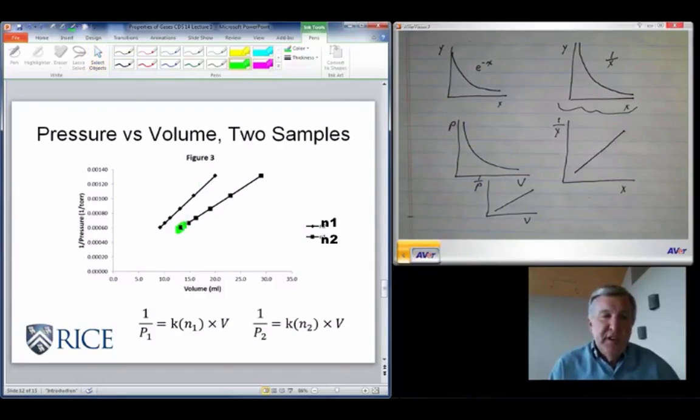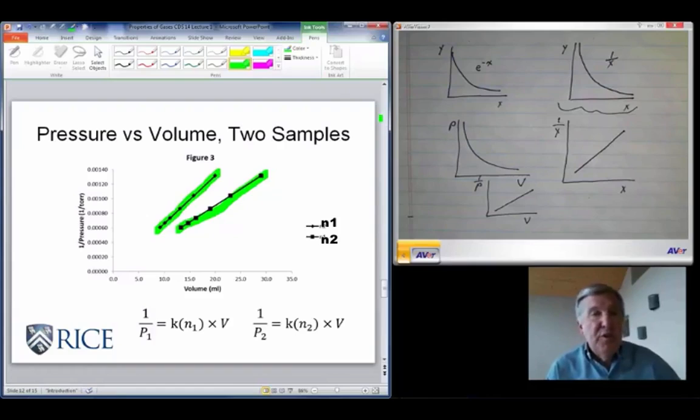Here's our original data. This is exactly what we looked at before for the N1 data. Now that we've trapped a larger volume of gas with a larger number of moles, what does the rest of the data look like? Well, look, it's a straight line again. But it isn't the same straight line. It's a proportionality, but it's a different proportionality than the one that we looked at before.